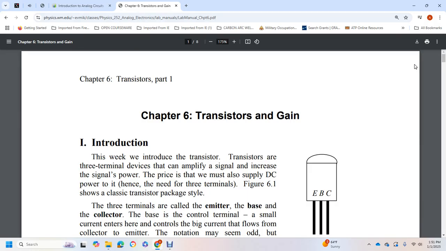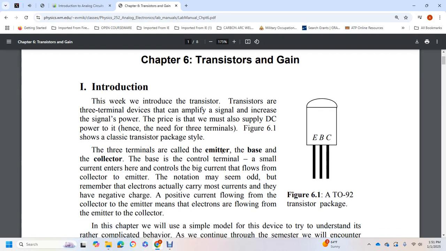A transistor is a three-terminal device that can apply a signal to increase the signal power. The price is that we must also supply DC power to it. Hence, it needs three terminals. Figure 6.1 shows the classic transistor package style. The three terminals are called the emitter, base, and collector. The base is the current control terminal; it is small, with a small current entering for control, but the big current flows through the collector. The emitter notation may seem odd, but remember that electrons actually carry most of the current, and they have negative charge. Current flowing from the collector to the emitter means the electrons are flowing from the emitter to the collector.